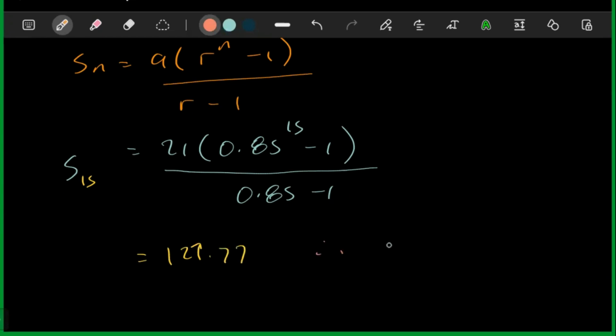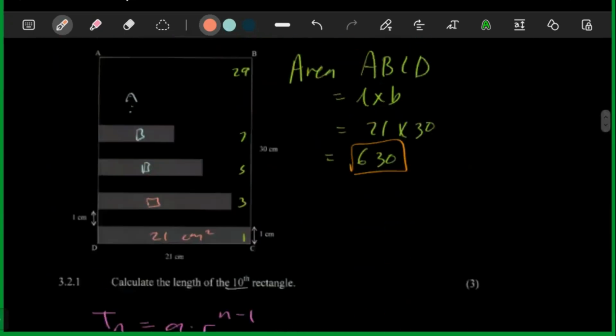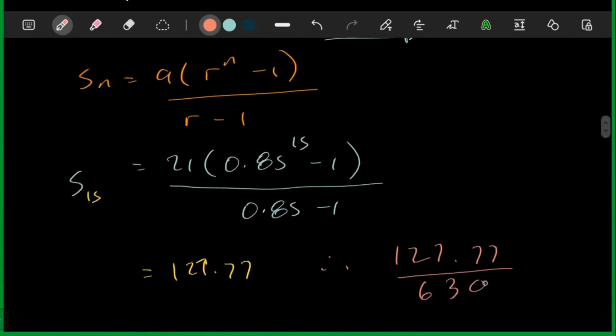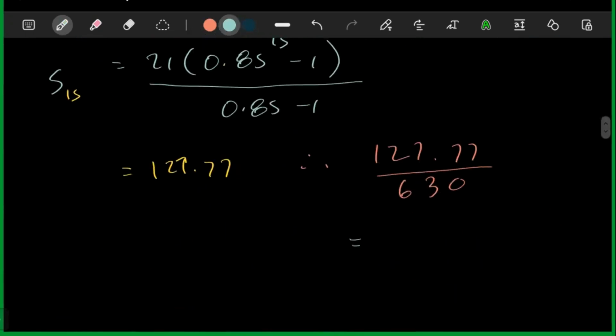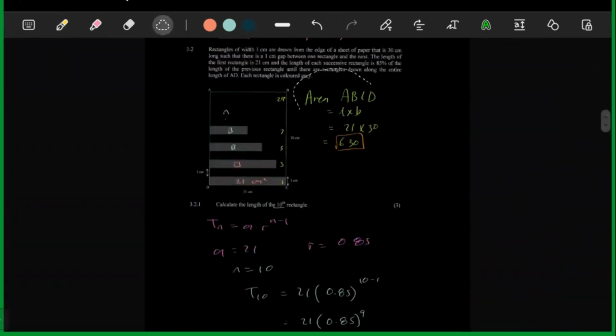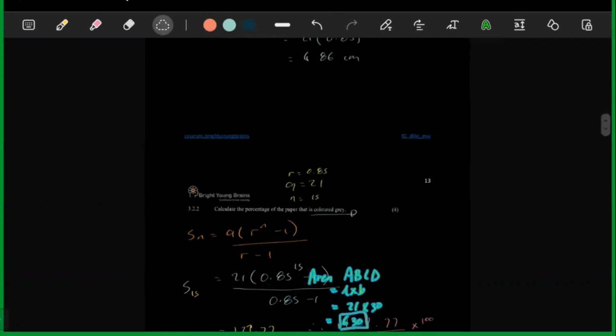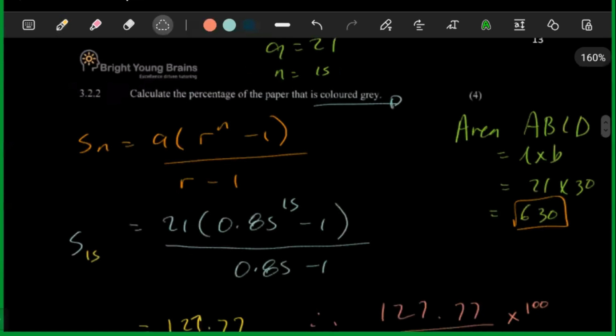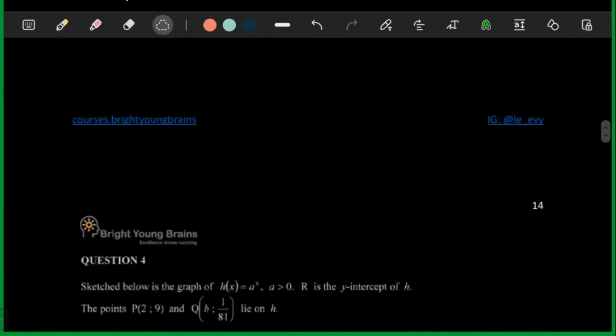So your percentage is going to be 127.77 over 630. So all this being done, the percentage there, you're going to have to multiply this number by 100. So let's see what this gives you. That multiplied by 100 is going to give us 20.28%, which is all good. So what we wrote here, we might as well just take it down here because it is good. So let's move on to the next question.